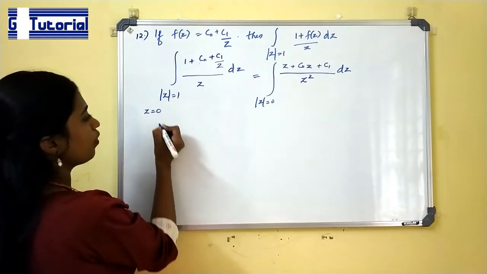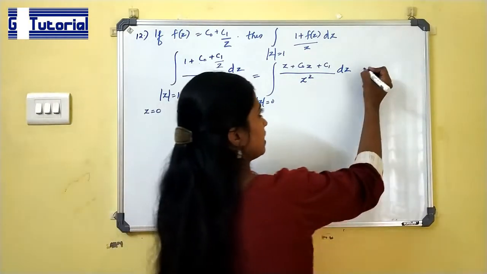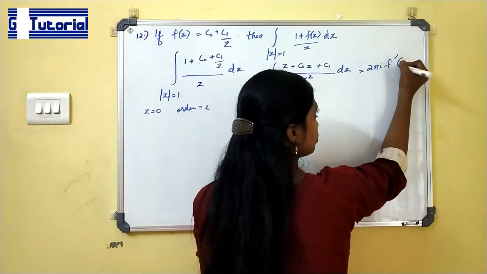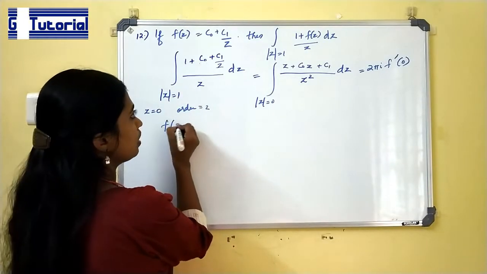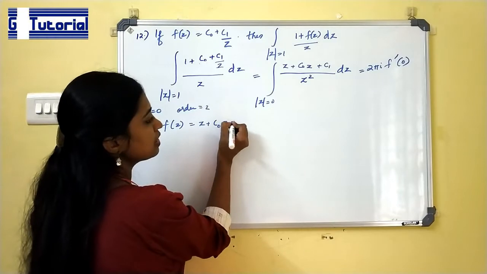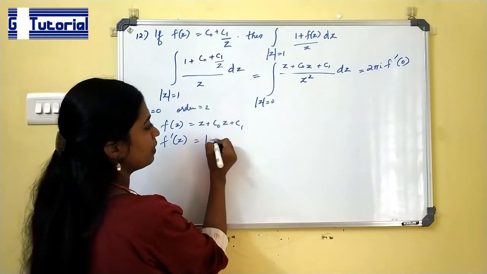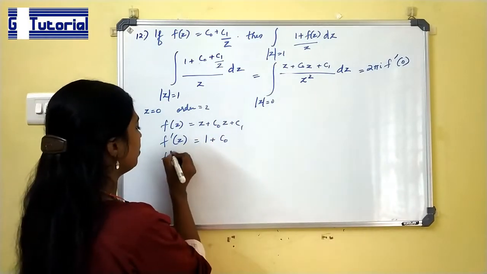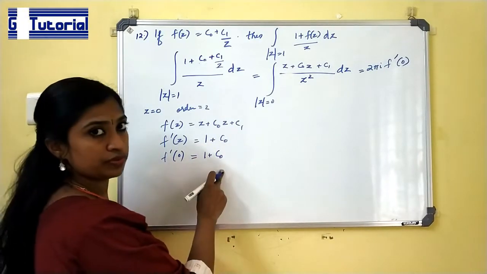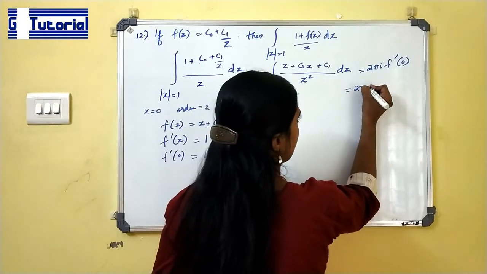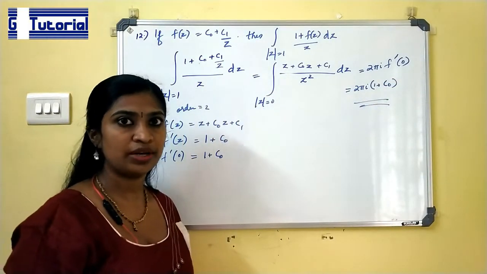Here z is equal to 0 is a pole of order 2. So Cauchy's integral formula is like 2 pi i into f dash of a, here a is 0, so 2 pi i into f dash of 0. Here f of z is equal to z plus c0 z plus c1. This is the f of z, and the first derivative is 1 plus c0, and we have to find f dash of 0. Here there is no z, so 1 plus c0 is f dash of 0. Substituting that, 2 pi i into 1 plus c0 is the required answer. So we can do another problem.